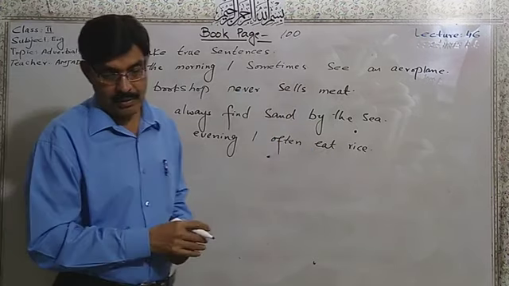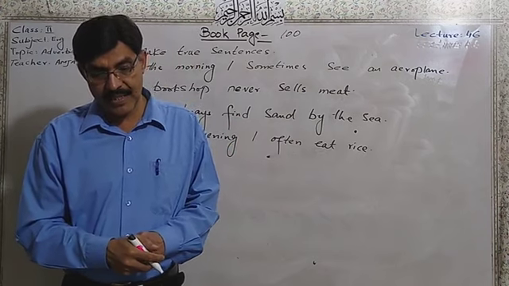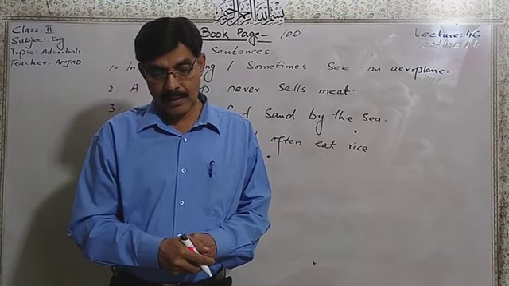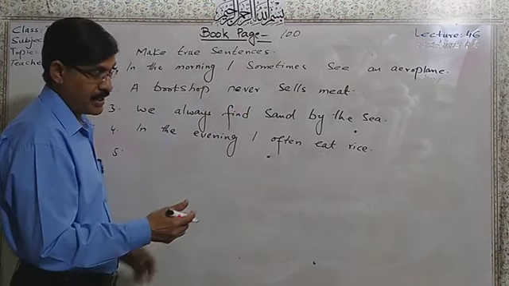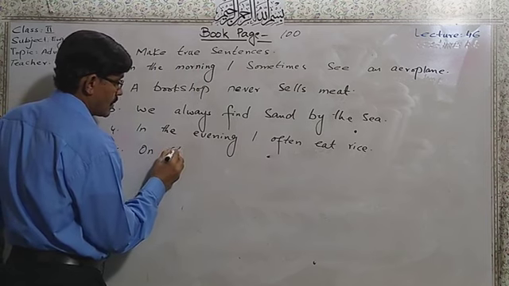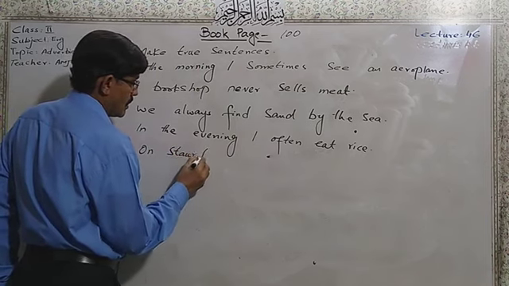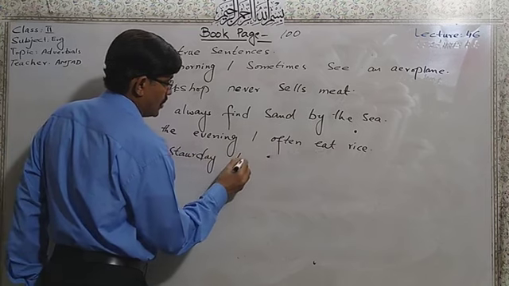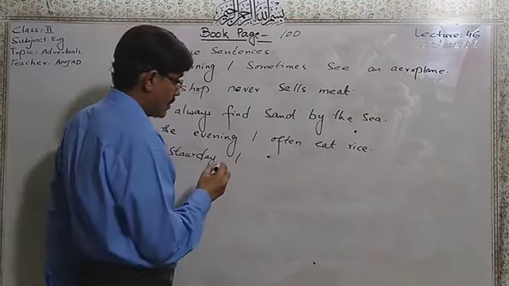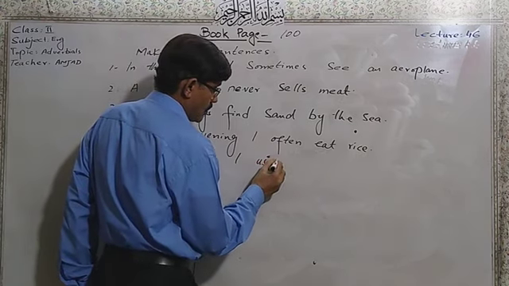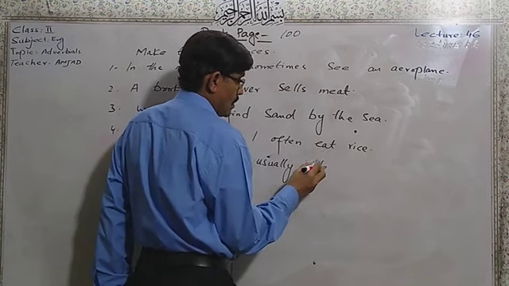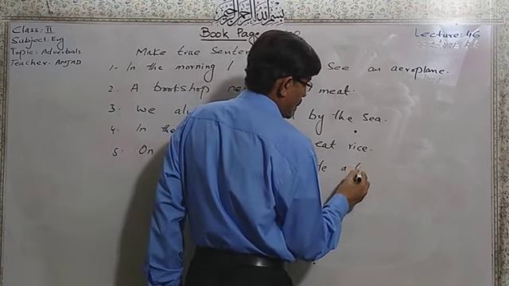Number 5, this one. On Saturday, I usually write in a car, on a train. You can say that one. On Saturday, I usually ride a train.